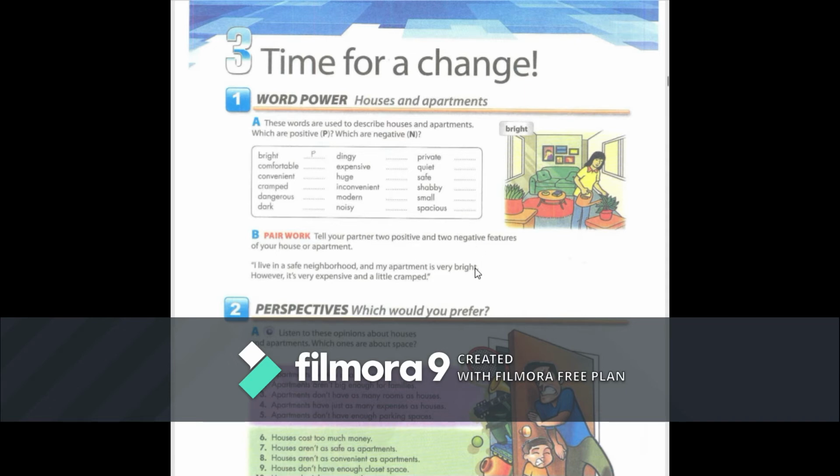Okay. So here they're asking us to tell your partner two positive and two negative features of your house or apartment. That means each of you is supposed to tell your partner two positive things that you already have in your house or apartment, and two negative things. So, like, according to me, I'm gonna read this one sentence. I live in a safe neighborhood, and my apartment is very bright. However, it's very expensive and a little cramped.